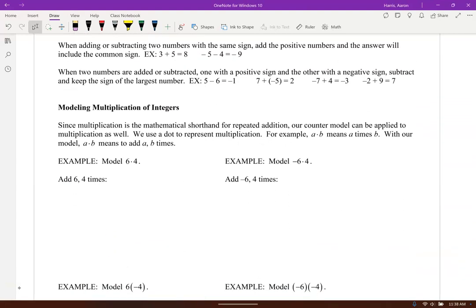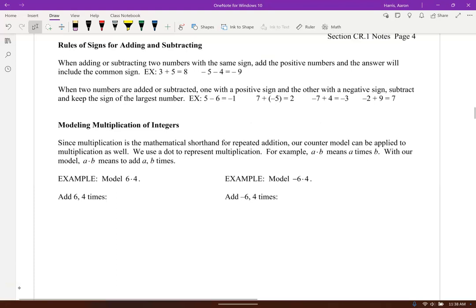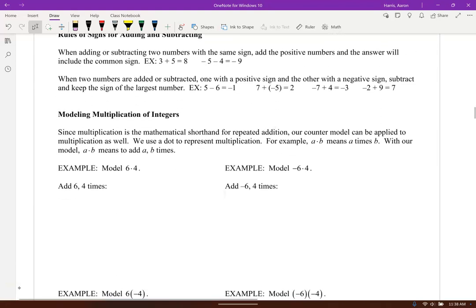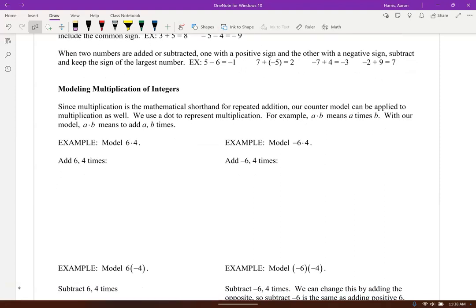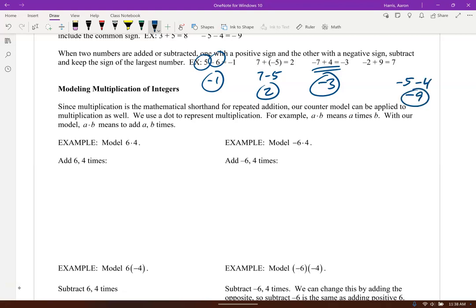Now some rules for adding and subtracting, right? When two numbers are added or subtracted, one positive and one negative, you're going to subtract. Like this one's a positive 5, minus 6. 5 minus 6 gives you a negative 1. You're going to find their difference, and you have more negatives there. 7 plus negative 5 is 7 minus 5. Again, two different signs, subtract, right? Same signs, you're going to sum them up, like negative 5 minus 4 is negative 9. Same signs, sum them up.